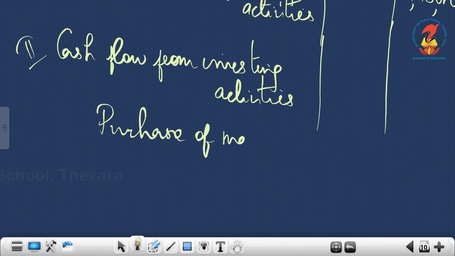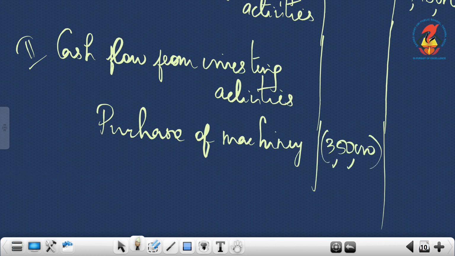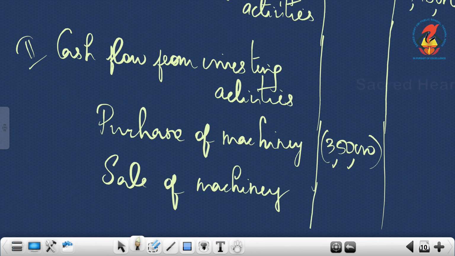So purchase 3,50,000. Remember one thing, you must write within brackets because it is cash outflow. Then sale of machinery, it is 2,000, no? Yes, 2,000, which is positive figure, yes.